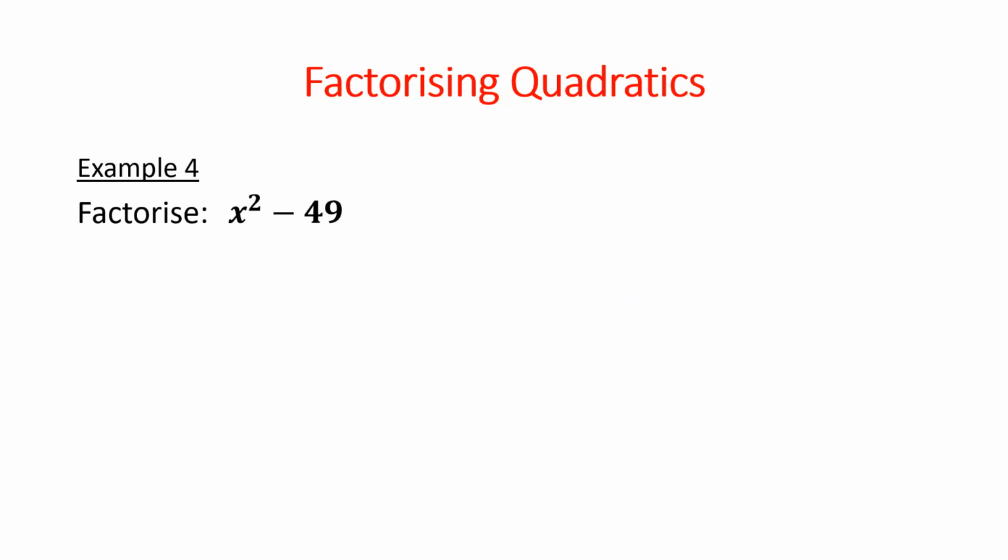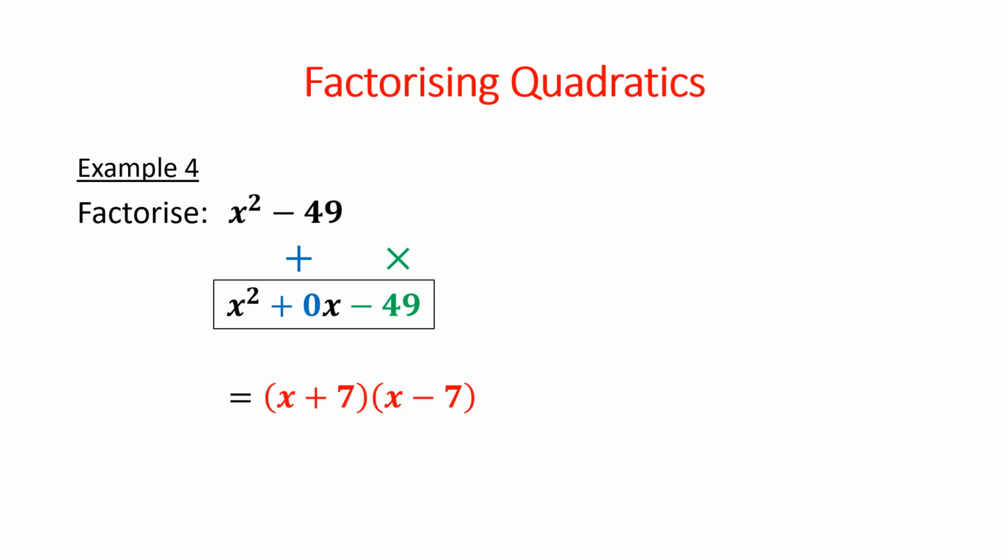All right, let's move on to number 4. How do we factorise x squared minus 49? Well, just know that this quadratic can be written as x squared plus 0x minus 49. So again, we're looking for factors that multiply to get negative 49 and add to get 0, and the two factors are plus 7 or minus 7.